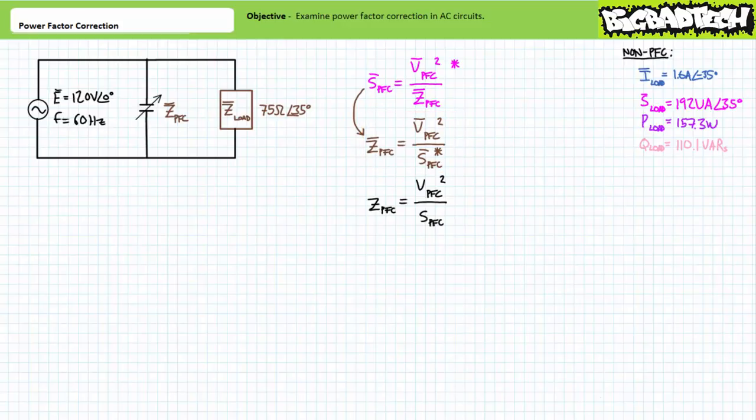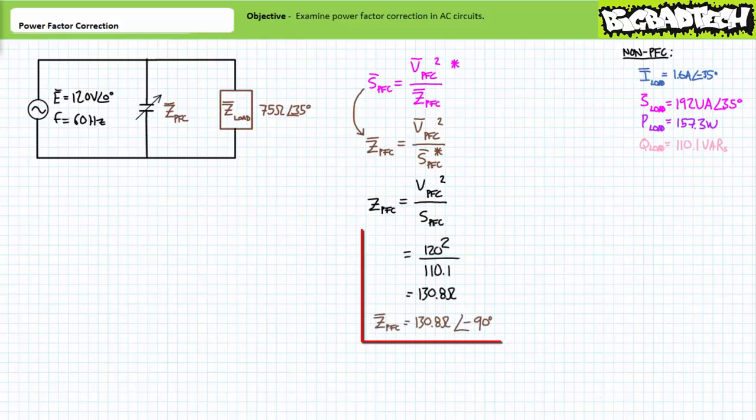Don't get mixed up by angles and signs here. You know the apparent power for the power factor correcting capacitor has an angle of negative 90 degrees. You know capacitive reactive power has a negative value. You know capacitive complex impedance has an angle of negative 90 degrees. Just solve for the magnitude of the impedance, add an angle of negative 90 degrees behind it, and call it good.